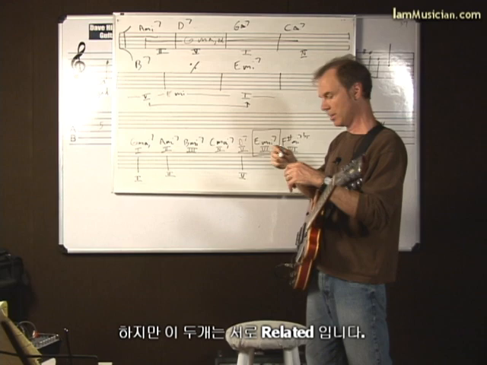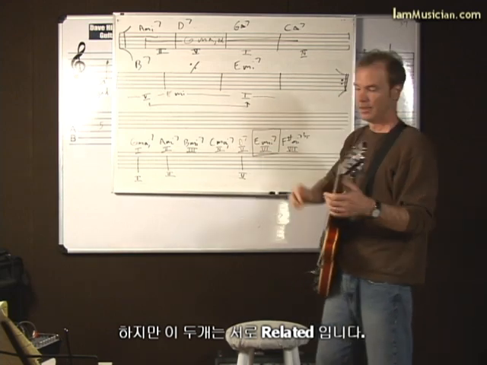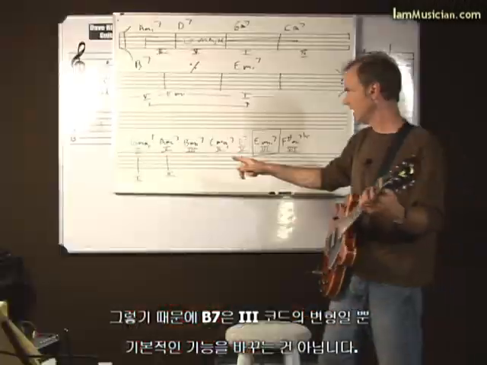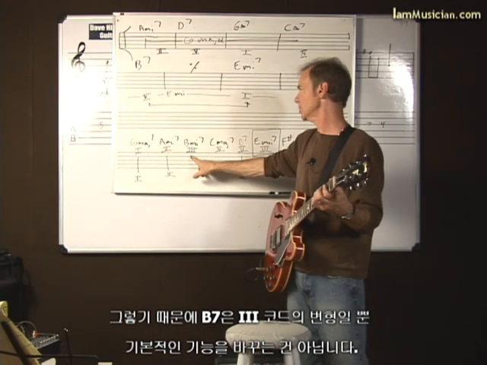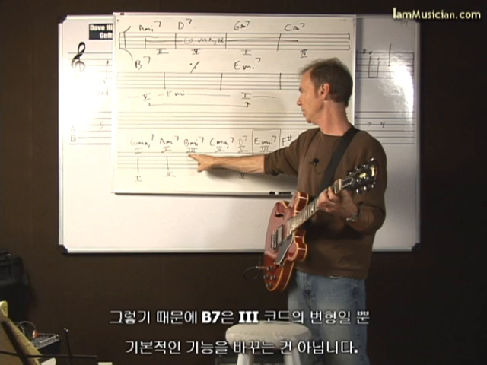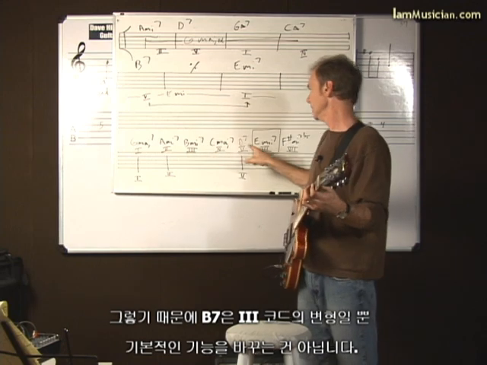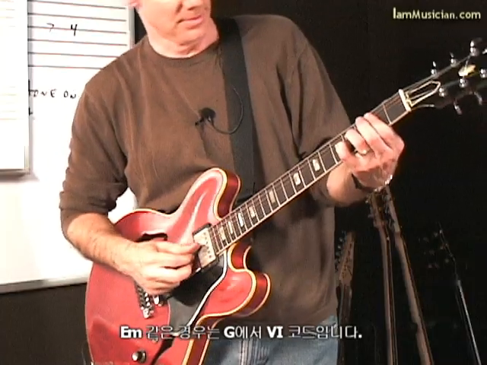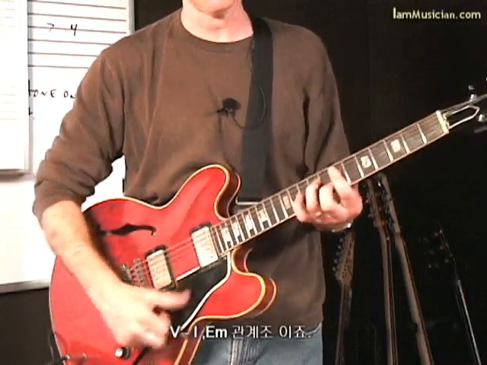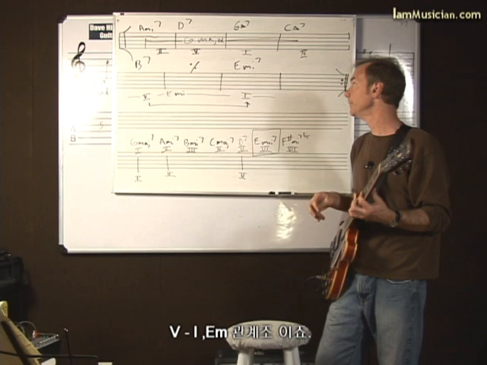When you hear this progression, you'll hear the B7, which isn't truly diatonic to G, but it's functioning as a variation of the 3 chord in the key of G major, and it's setting up the 6 chord in G major, which makes it sound like a 5-1 in E minor, the relative minor.